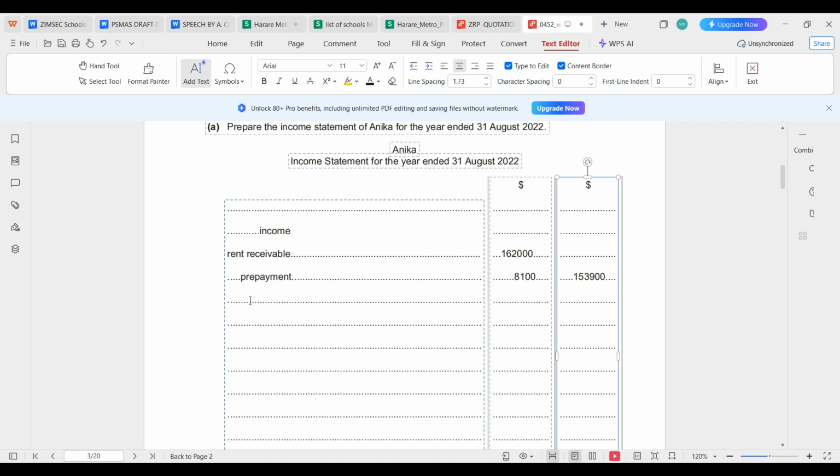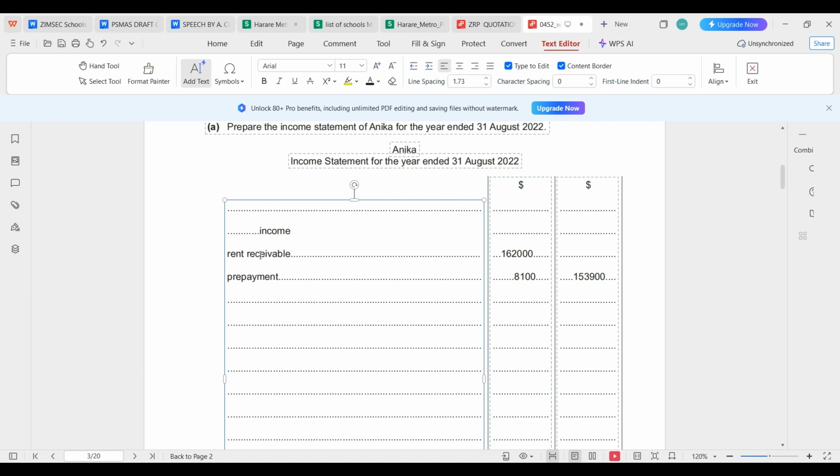First of all, you have to make sure that you identify what forms of income we have for this particular business, and then after that, we actually deduct all the expenses. So in this case, what I've simply done is I've deducted the prepayment because this rent was paid as 162,000, but there was a prepayment of 8,100, which we must take because it's not for this year, it is for next year, according to the matching principle, if you remember.